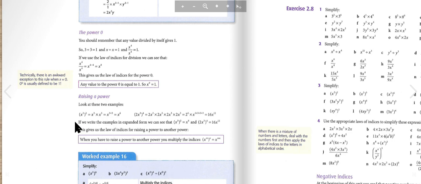If we write the examples in expanded form, we can see that x cubed squared equals x to the power of 6, and 2x cubed to the power of 4 equals 16x to the power of 12. This gives us the law of indices for raising a power to another power. When you have to raise a power to another power, you multiply the indices. x to the power of m, to the power of n, equals x to the power of mn.